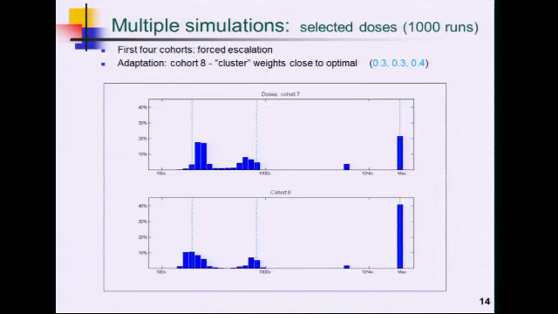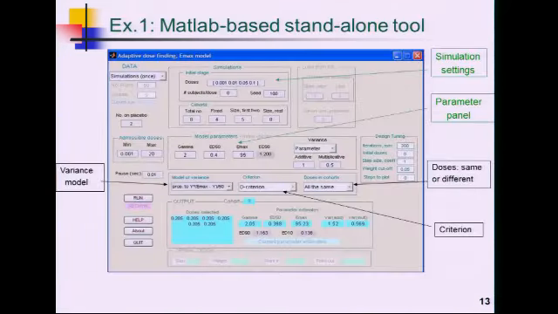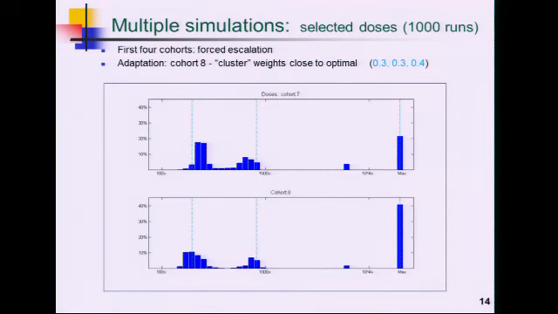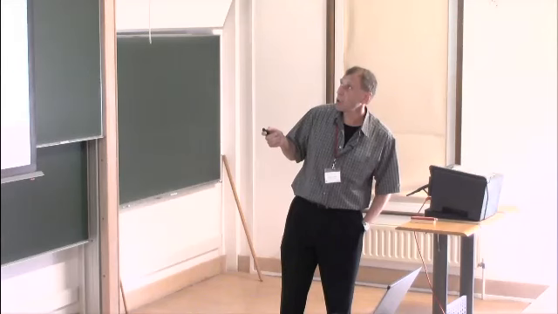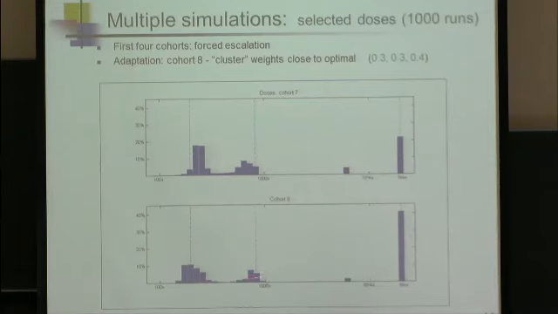If you look at the combined weight, the weights near the optimal doses are presented by these dotted lines. The combined weights are quite close to the optimal. For the locally optimal design, we have about 30%, 30%, and 40%. So we see that as we collect more and more patients, our selection of doses gets closer and closer to the optimal design.